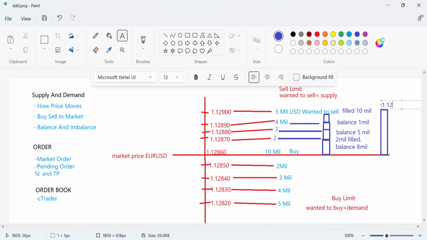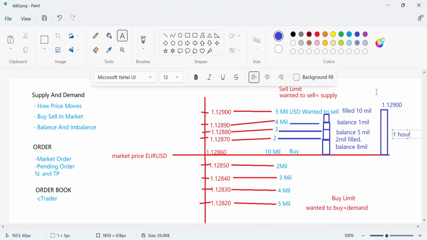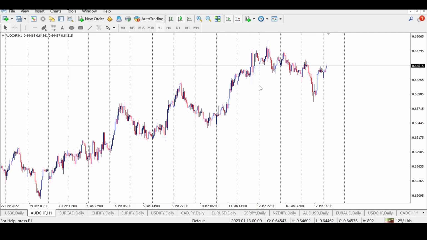Let's say this transaction used 1 hour from the bottom until the top. When we change to candlestick it will become like this.